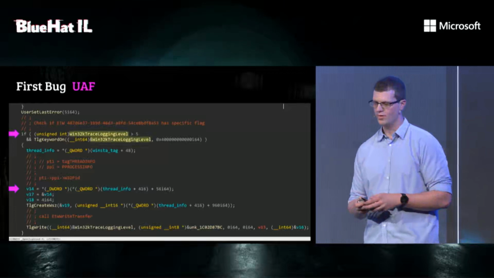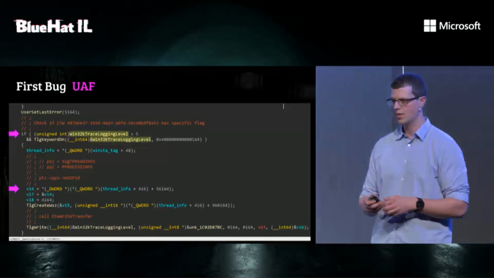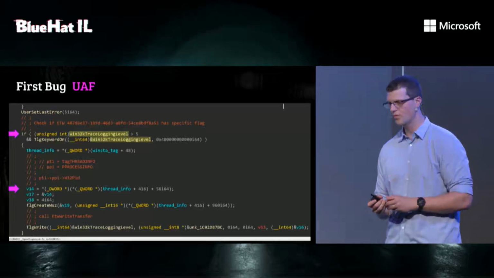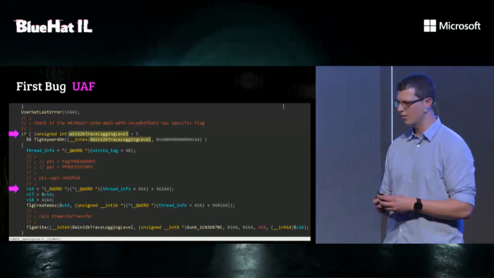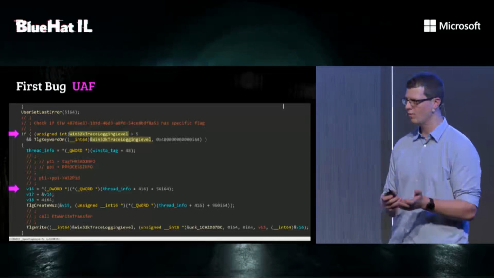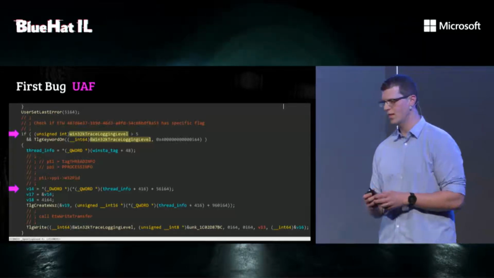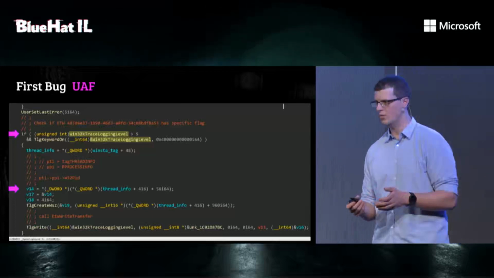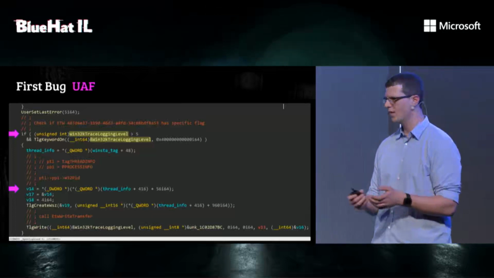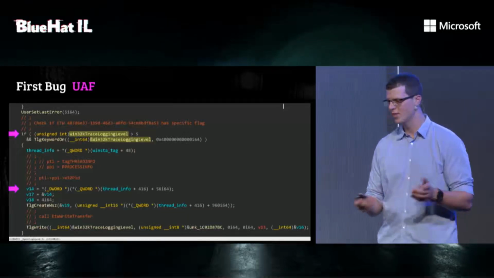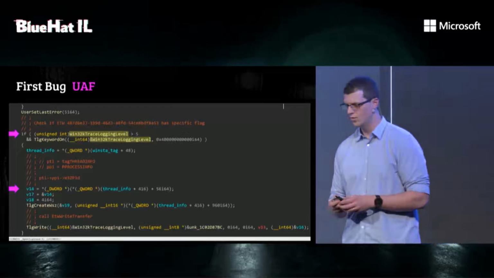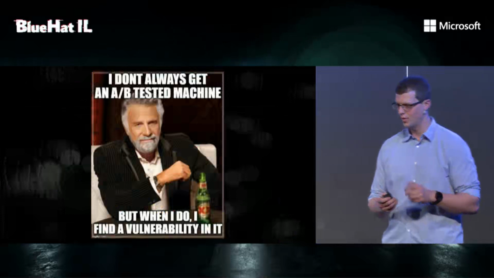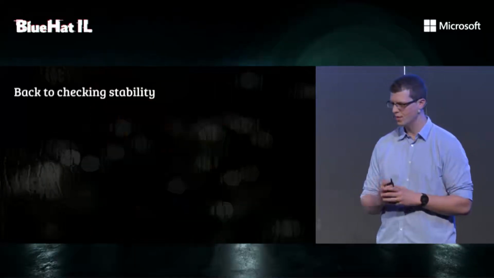Well, it checks if Win32k trace logging is turned on for a specific feature. What we found out through experimentation is that this feature is either turned on or off by boot. And it depends on install time, and if you install the same machine a couple of times, it would either be on or off. And it felt like our fuzzer was part of an experiment. So a feature experiment. We don't always get an A/B tested machine, but when we do, we found a vulnerability in one.